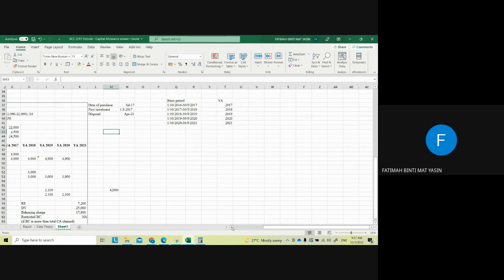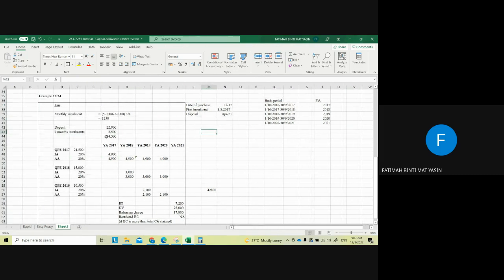So for 2017, the total QPE that the company made is 22,000 plus 2 multiplied by the installment, which is 1250. So QPE for 2017 is 24,500. The rate for the initial allowance is 20%, and the rate for the annual allowance is 20%. So for 2017, the company can claim 4,900 for the initial allowance, and also the annual allowance is 4,900.